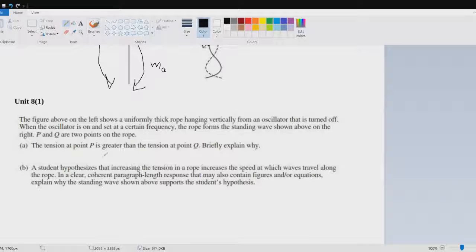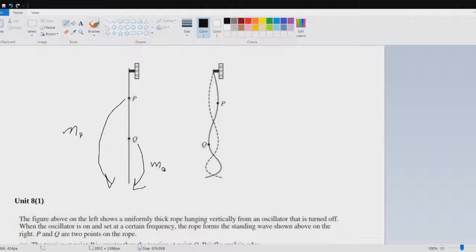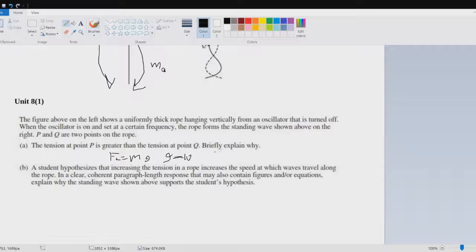So if we were to do the force of tension equals mass times gravity, and gravity is a constant, the only factor that plays into our force of tension is the mass. And so, because the mass below point P is greater, we know that the force of tension at point P is going to be greater than the force of tension below Q.